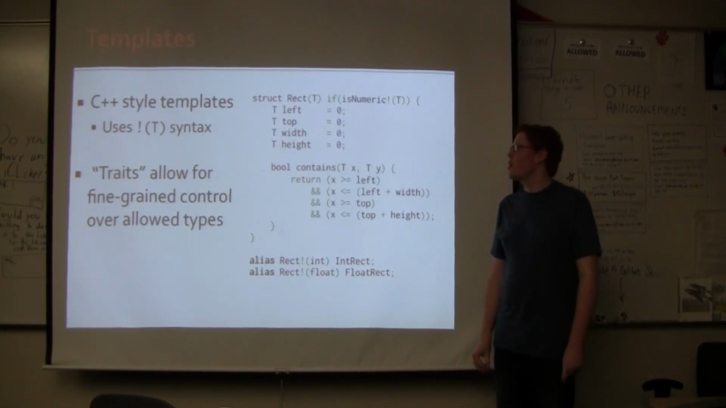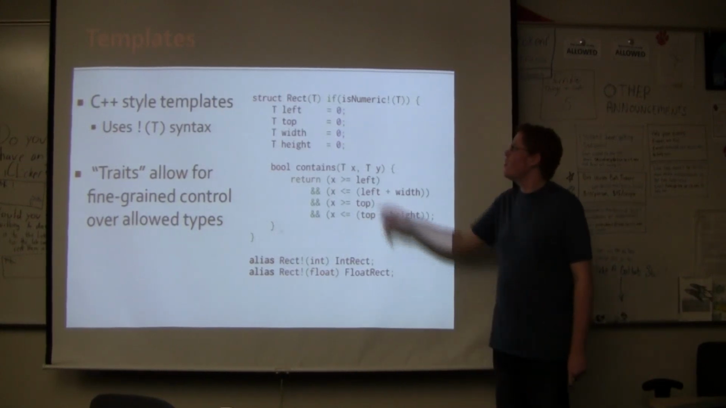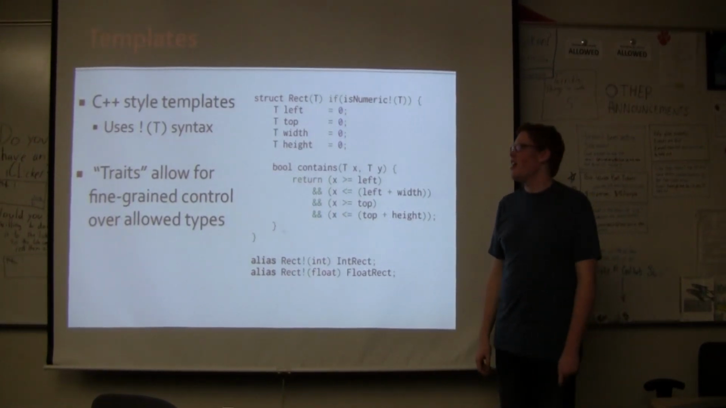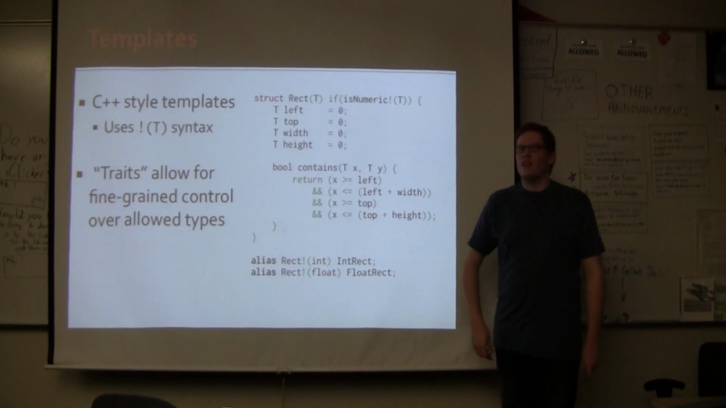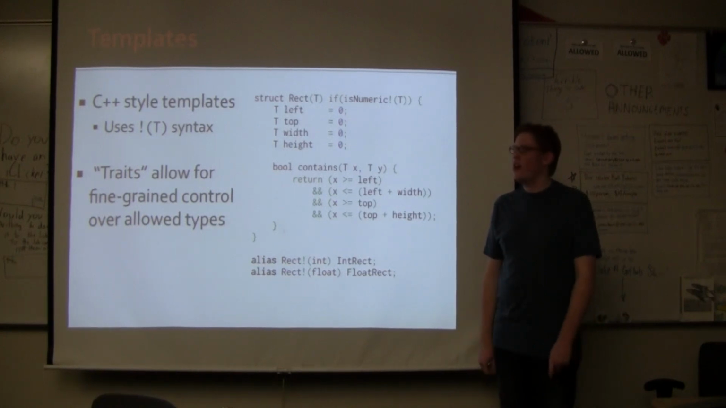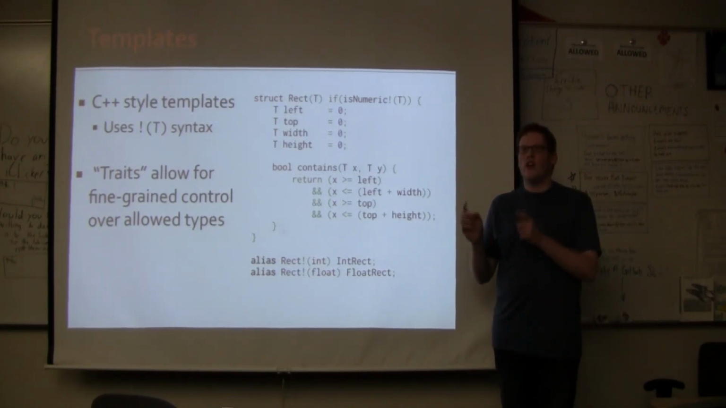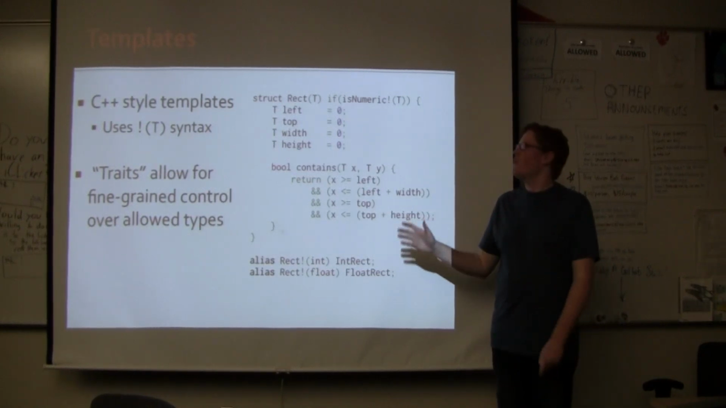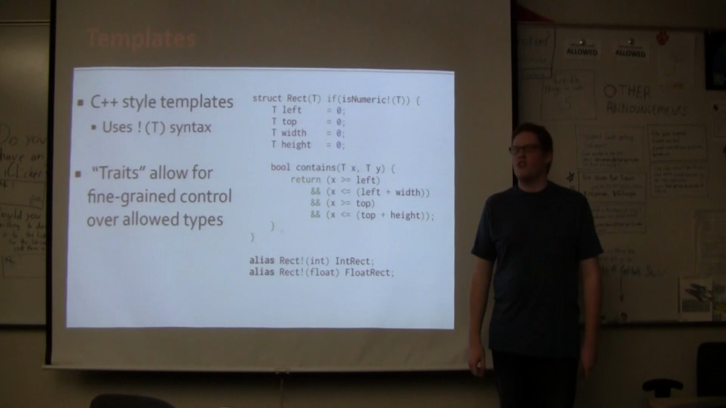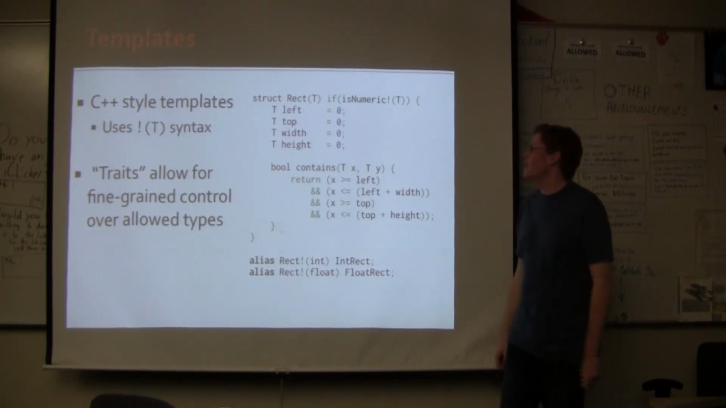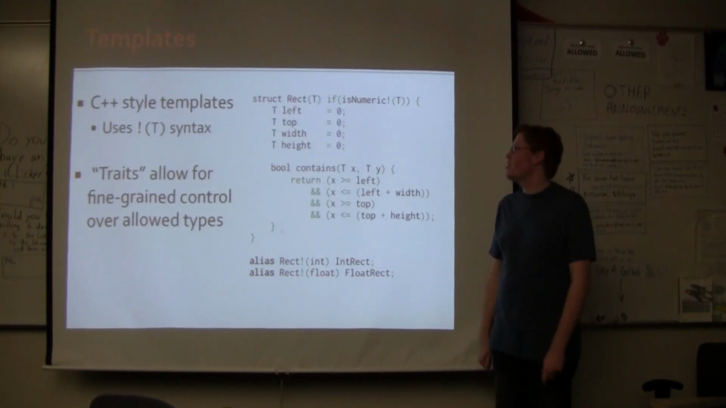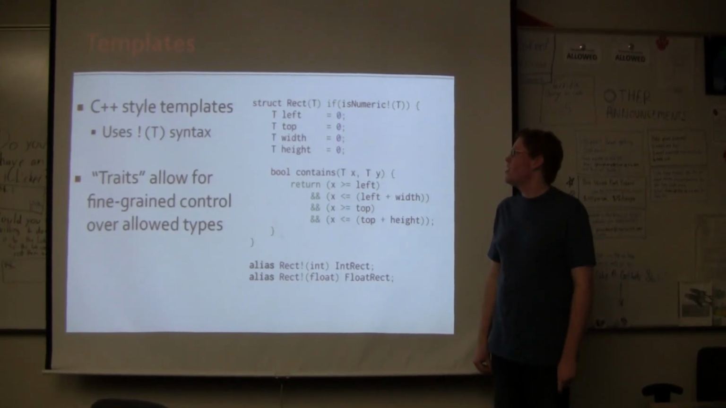And you can do some really crazy things with this sort of if statement here. You can do things like saying, I want all types where if I run this code, it compiles correctly. So you can verify that a certain type has certain methods, or certain properties, and it can get very fine-grained.